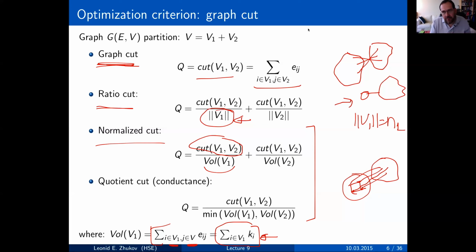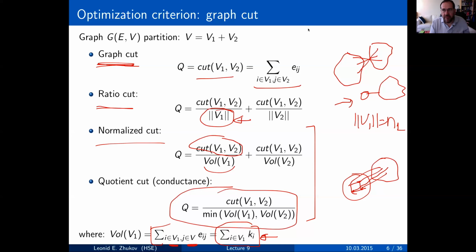And there is another metric, very, very popular in theoretical computer science. It's called quotient cut or conductance. And it's defined very similarly. It's also cut normalized through the volumes, but now we're not doing an inverse sum of them. We are finding the minimum. We'll talk, if we have time, on the next lecture, about the theoretical underpinning of this conductance and why it is important and very interesting.